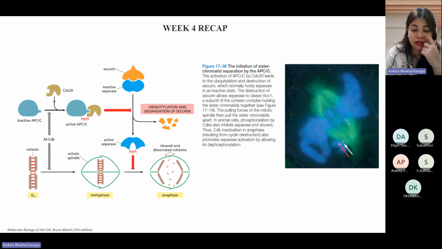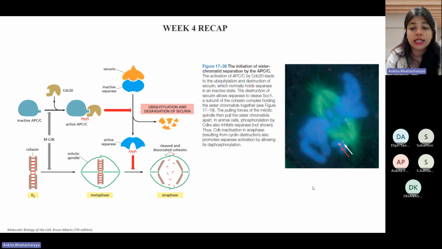Then the mitotic spindle has pulling forces that pull these two sister chromatids apart. Additionally, in animal cells, there is phosphorylation by some CDKs that can normally inhibit separase, which has not been shown in the diagram. Therefore, CDK inactivation in anaphase also promotes separase activation by allowing its dephosphorylation. That is representing what exactly happens at the end of the chromosomal separation.